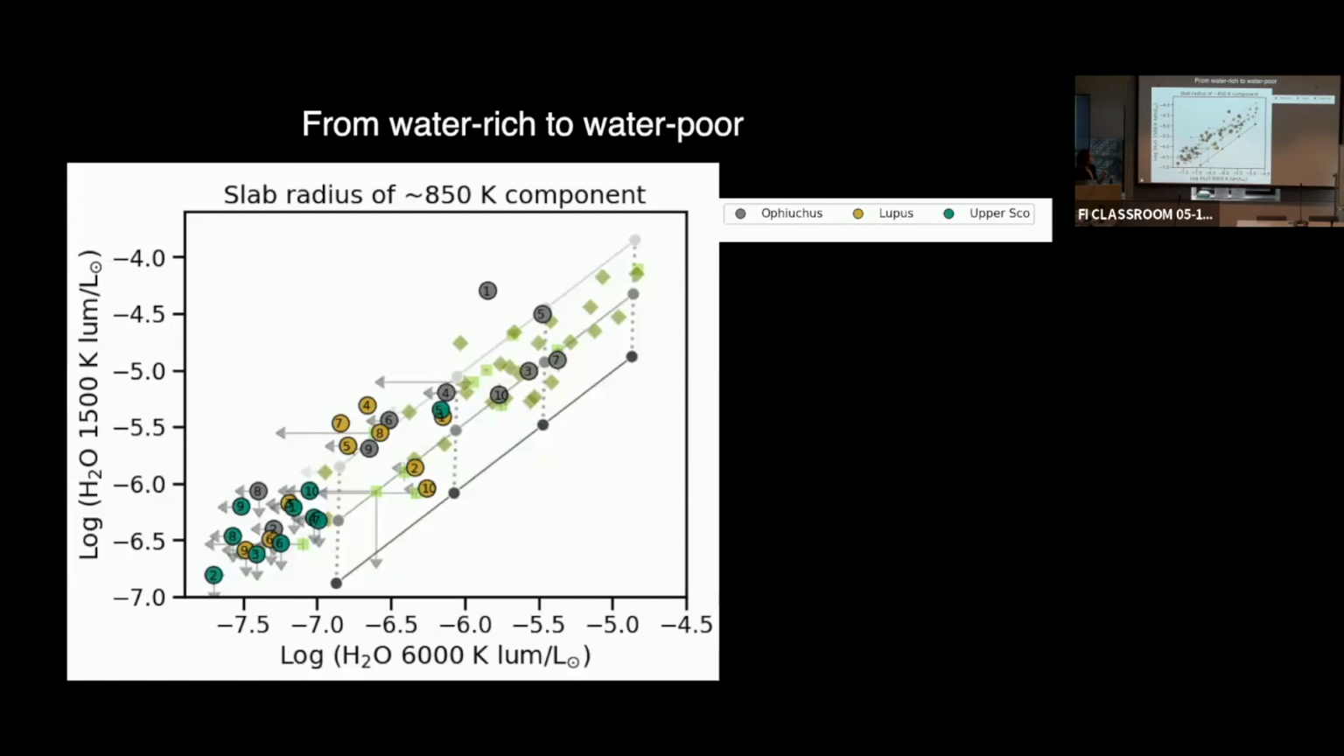So the green color is our youngest sample, the orange color is the intermediate sample, and the teal is the oldest sample. You can see there seems to be a systematic shift in water luminosity across the different samples. We seem to be moving from very water-rich cases towards fainter and fainter water emission when you go to the older regions.